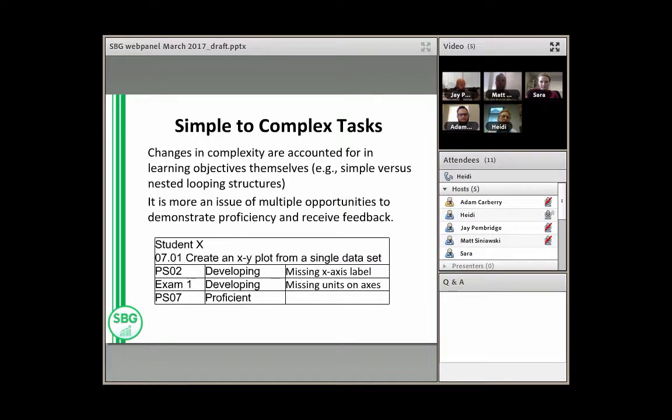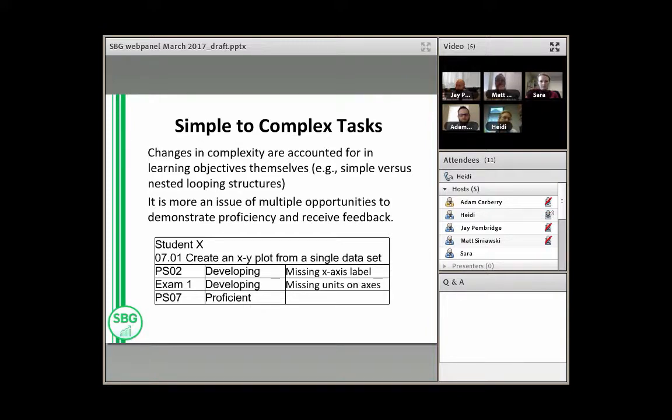So I deal less with complexity changes, perhaps because we separate out learning objectives for easier things versus more difficult things. So if you're talking about looping structures, when they first learn while and for, that's a different learning objective than when they then have to start using those with indexing or nesting. And so they're completely different learning objectives for us. So I don't have to kind of track their performance across varying problems of different complexity.